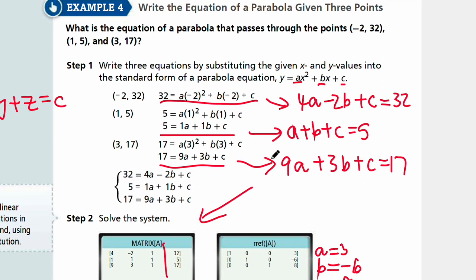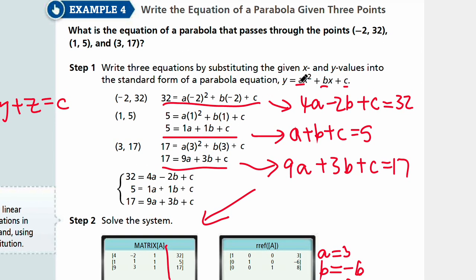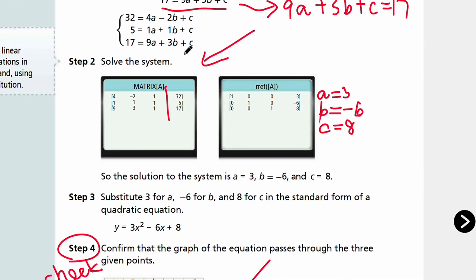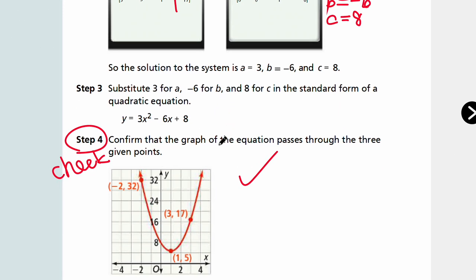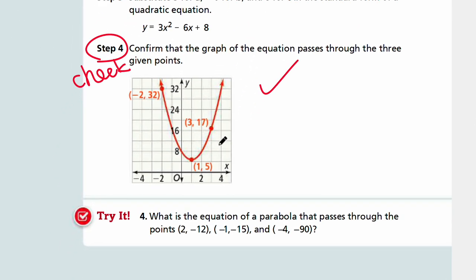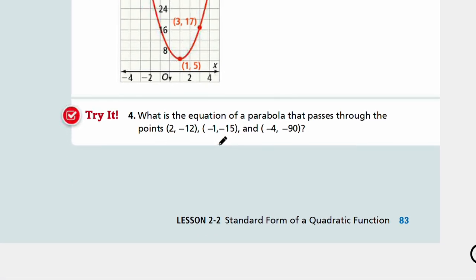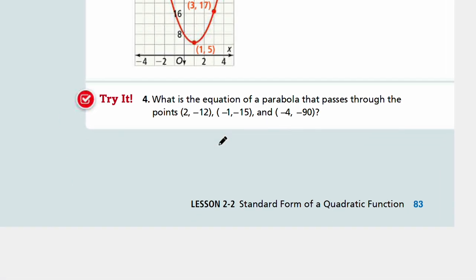But your first step is writing the system using these 3 points in your parabola equation. And then step 2, solve the system. Step 3, you're going to substitute and write the equation. Step 4, you're going to check your solution. Okay, so see if you can try number 4 by yourself. Pause the video, come back when you're ready.